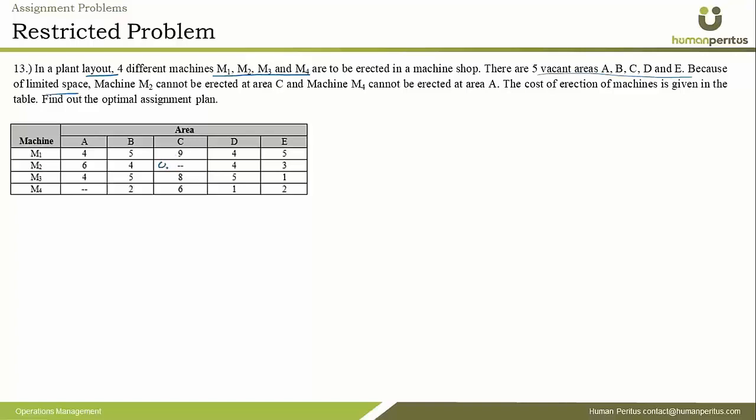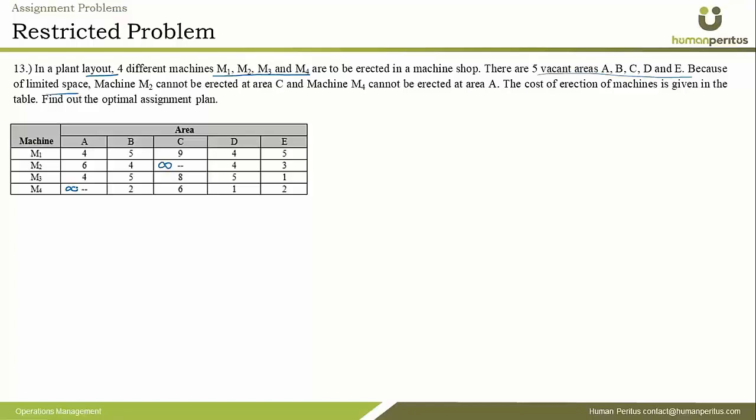So let me write infinity here. I will tell you why I am writing infinity here later. Machine 4 cannot be erected at A. So machine 4 cannot be erected at A. The cost of erection of machine is given in the table. Find out the optimum assignment plan.